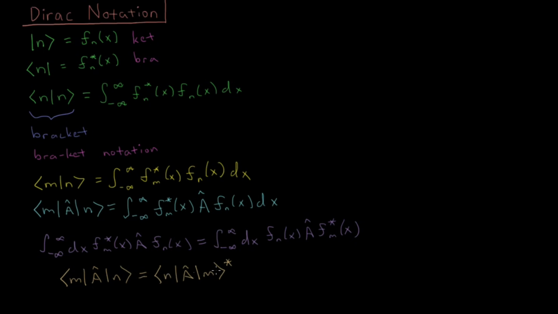This complex conjugate, you complex conjugate the ket n to get the bra n. You complex conjugate the bra m to get the ket m. Complex conjugate A to get what should be there if I did this correctly, which is A star. And you complex conjugate m to get m star.